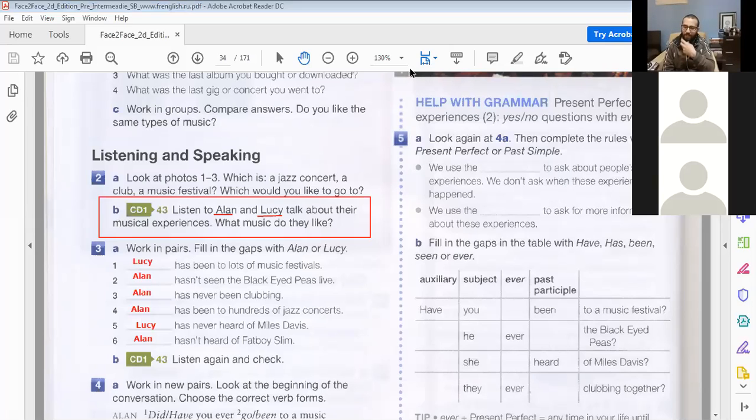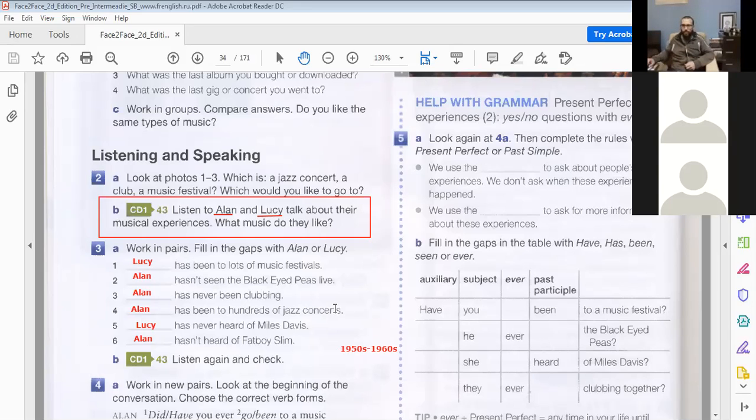Anybody heard of Miles Davis? No. He's very old. Not famous. He's very famous. He was very famous in the 1950s and 1960s, but he died a long time ago. But he was very important in jazz. He's a very important jazz musician, Miles Davis.